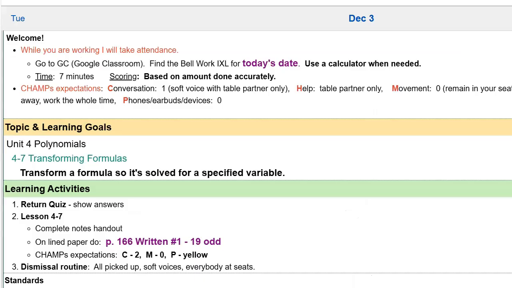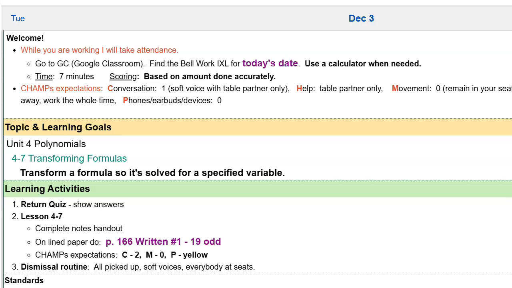Okay, so that was filling out the notes page, and we can see the main idea of today's lesson is that we'll be given an equation that has more than one variable letter in it, and we'll be asked to solve it for a particular letter. And that's done by transforming the equation, removing things from one side until you get the letter alone that you're looking for.